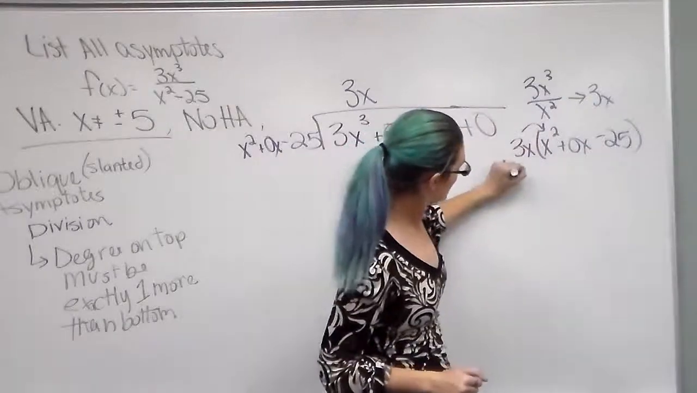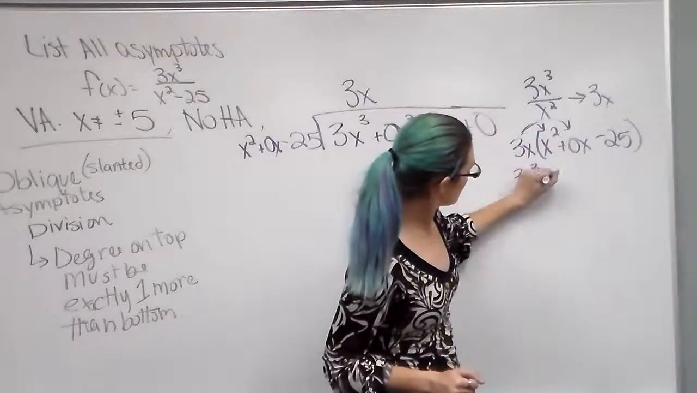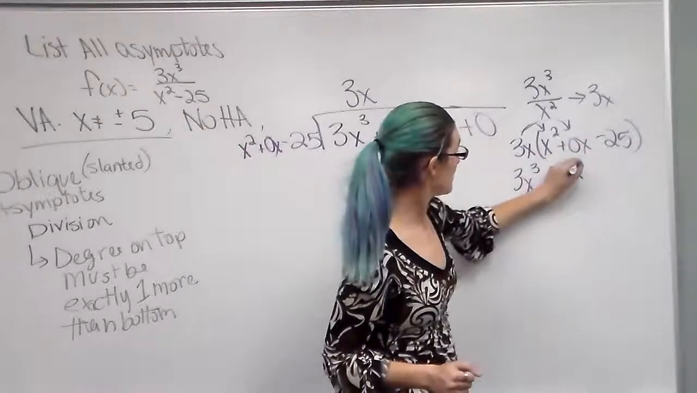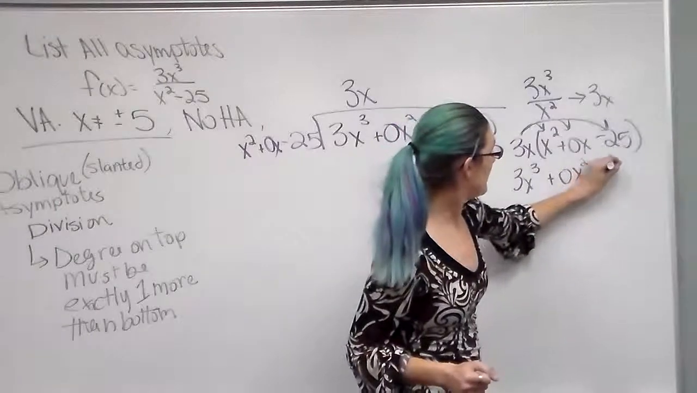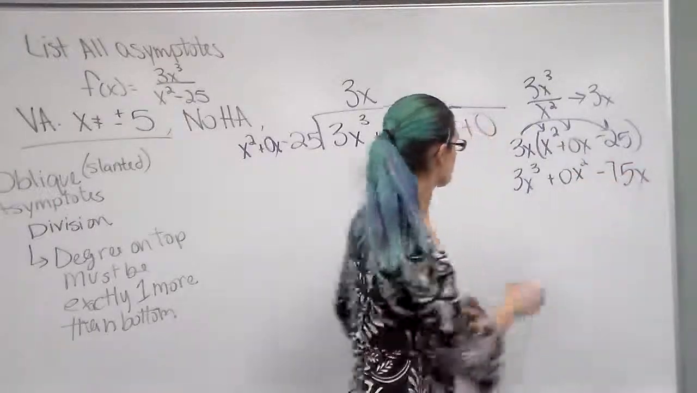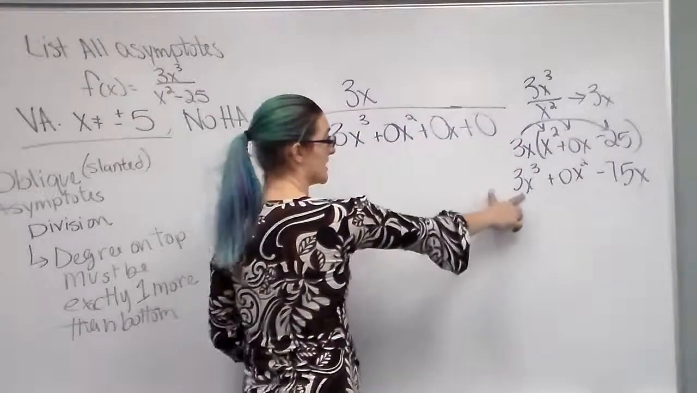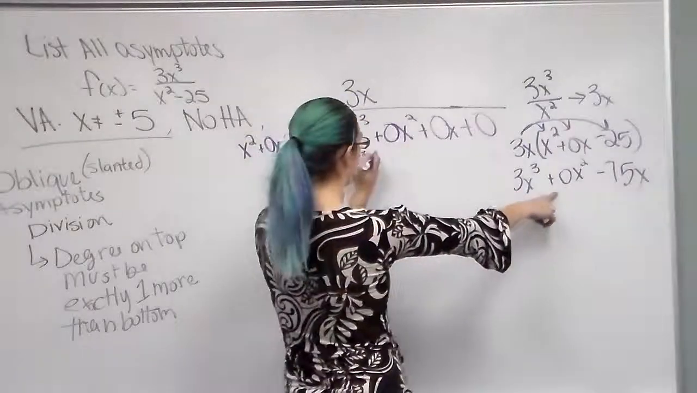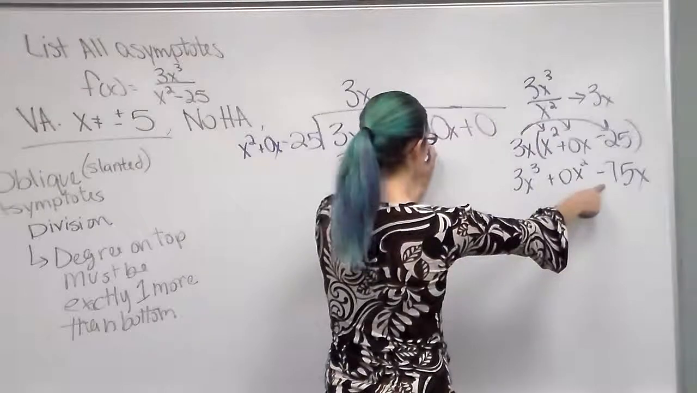3x times x squared. 3x times 0x, 0x, that would be squared, right? And 3x times negative 25. These go under here. Make sure you're keeping the exponents lined up. So 3x cubed goes under 3x cubed. 0x squared goes under 0x squared. 75x goes under 0x.